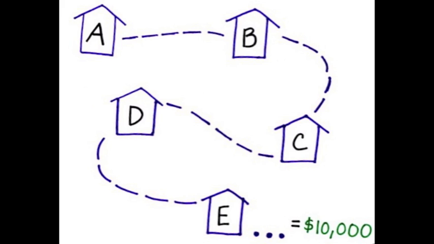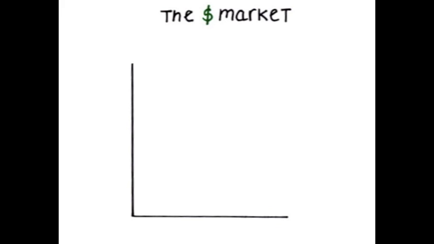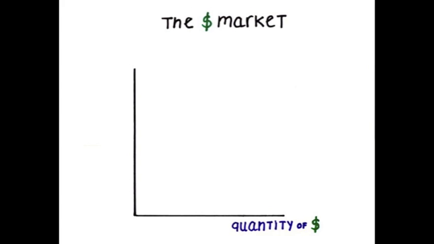Basically, if Bank A's initial loan flows from bank to bank, $10,000 of new dollars will be created and added to the economy's money supply. Now moving on to our next topic, the money market graph. This graph has two types of lines, the money demanded line and the money supplied line. The x-axis of the graph represents quantity of money held and the y-axis is interest rates.